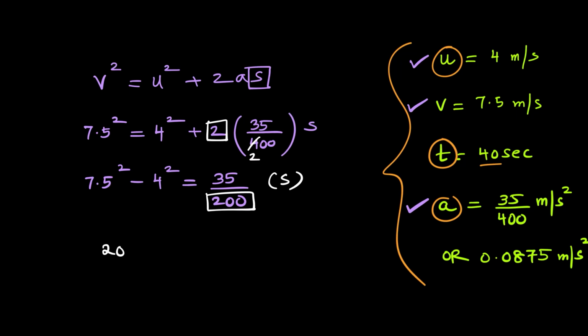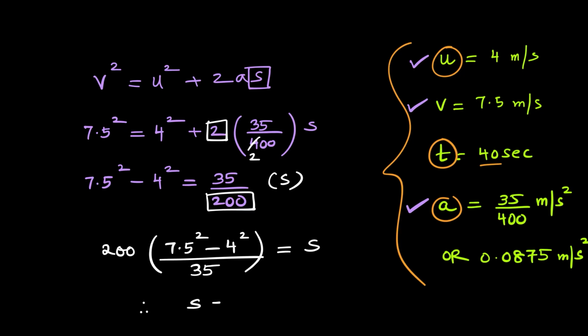So therefore 200 multiplying with 7.5 squared minus 4 squared, dividing by 35, that will give us the value of S, and the value of S comes out to be exactly the same, which is 230 meters.